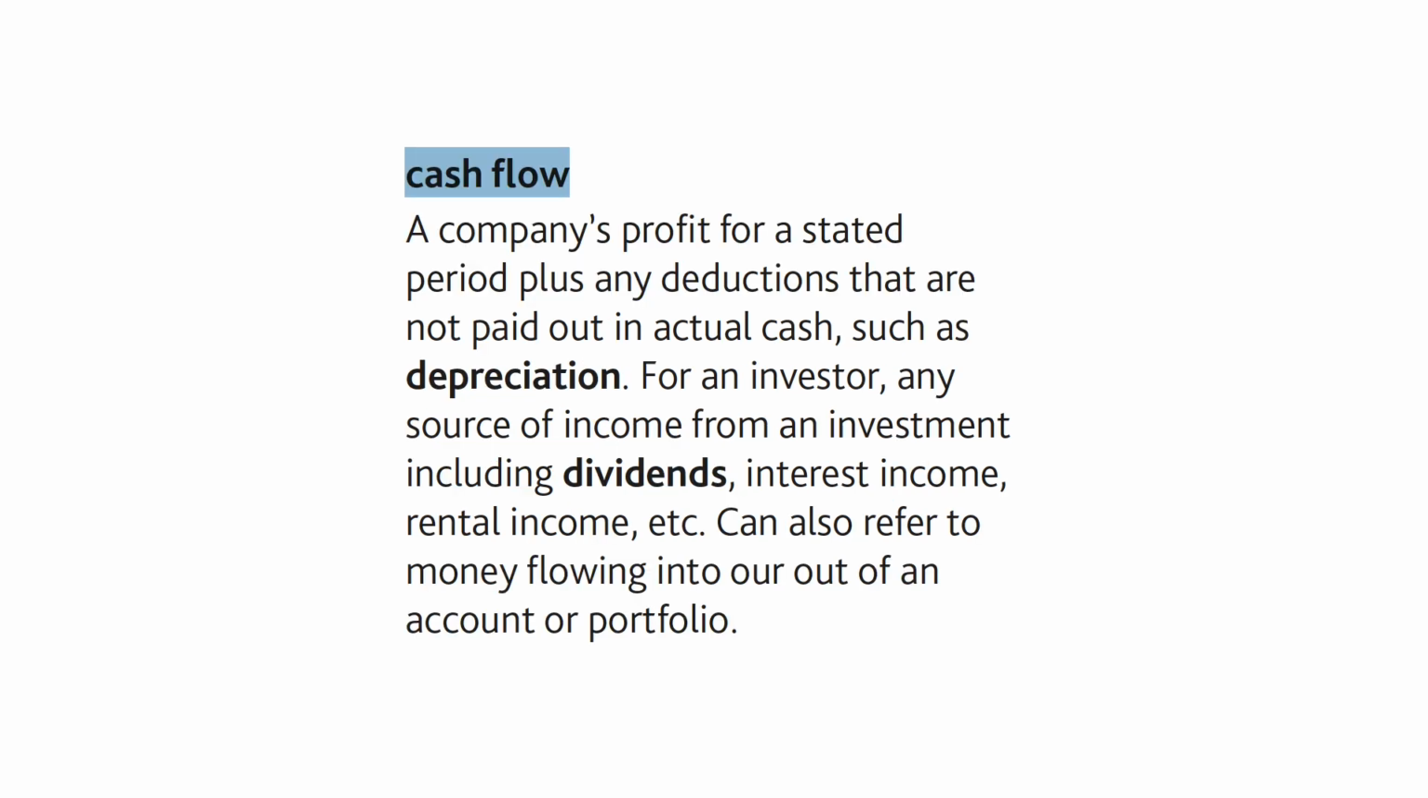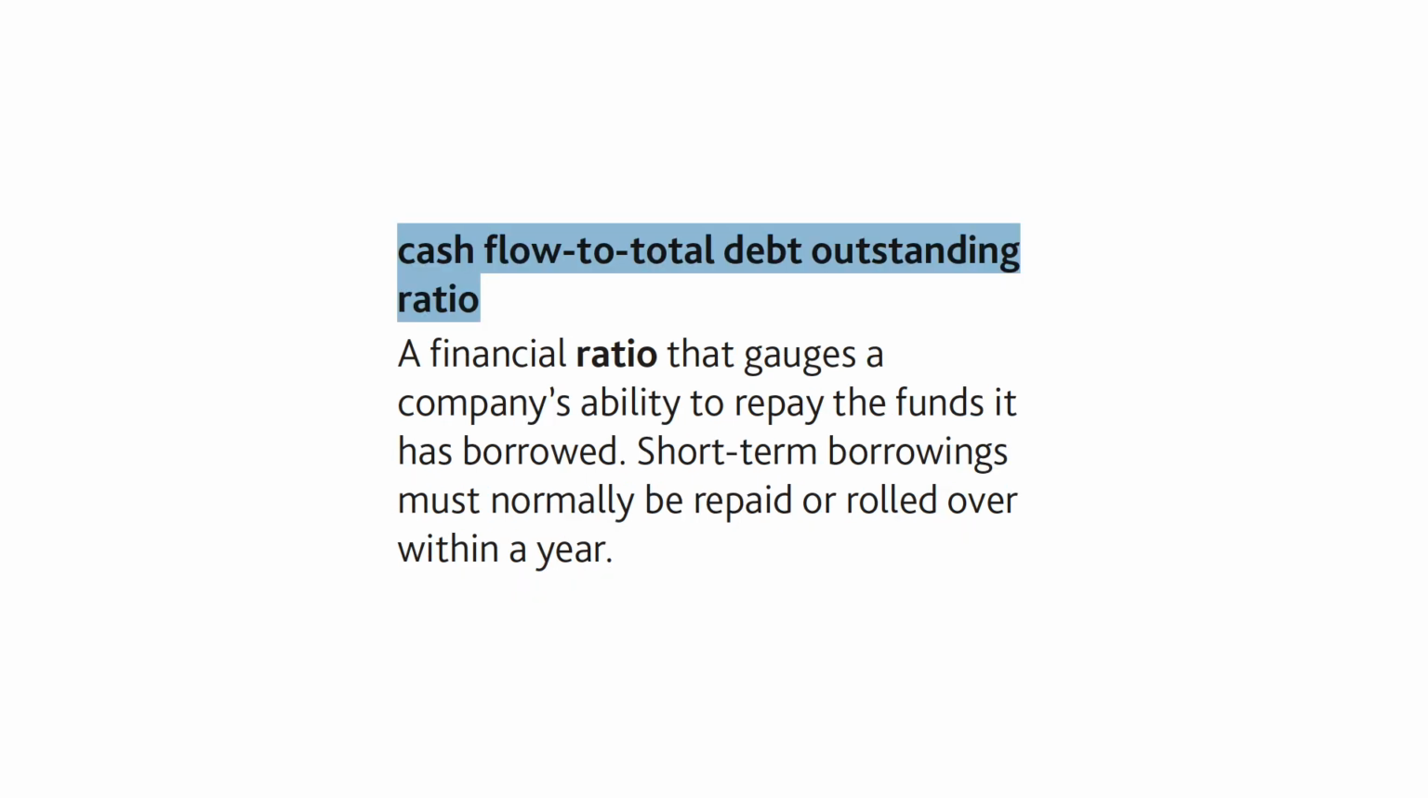Cash flow. A company's profit for a stated period plus any deductions that are not paid out in actual cash, such as depreciation. For an investor, any source of income from an investment including dividends, interest income, rental income, etc. It can also refer to money flowing into or out of an account or portfolio. Cash flow to total debt outstanding ratio. A financial ratio that gauges a company's ability to repay the funds it has borrowed. Short-term borrowings must normally be repaid or rolled over within a year.